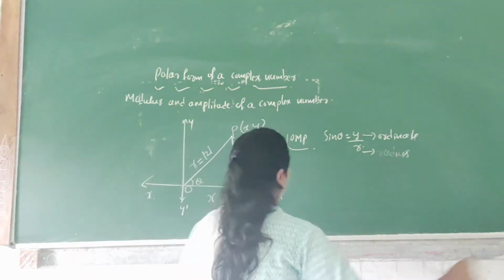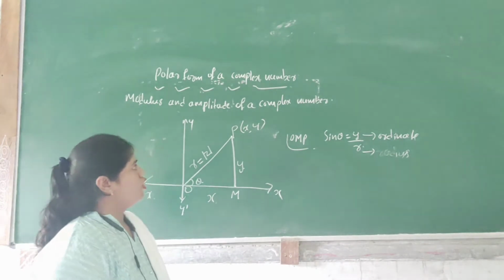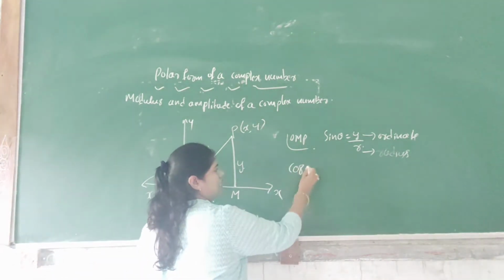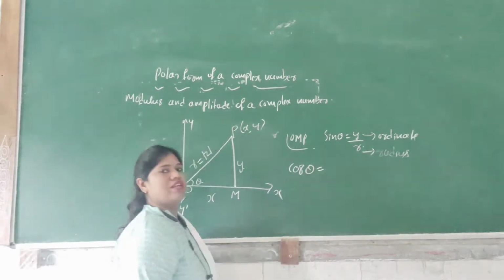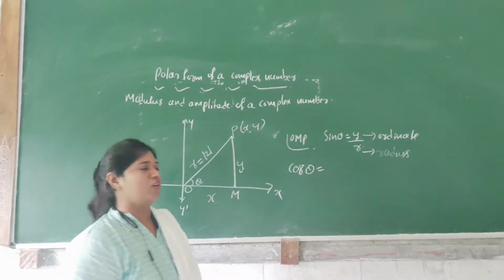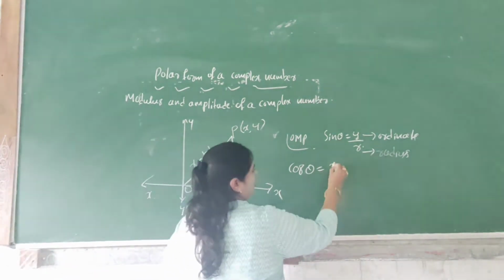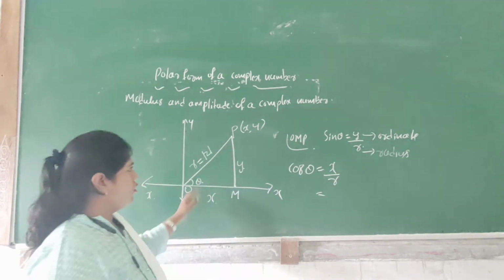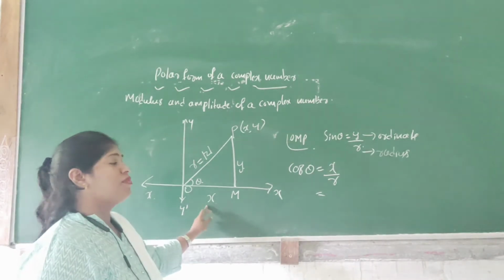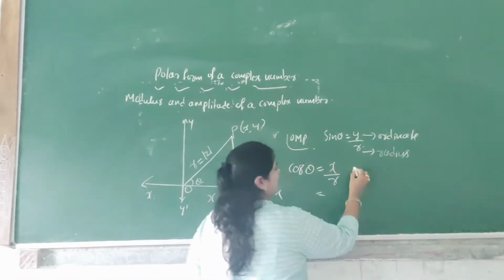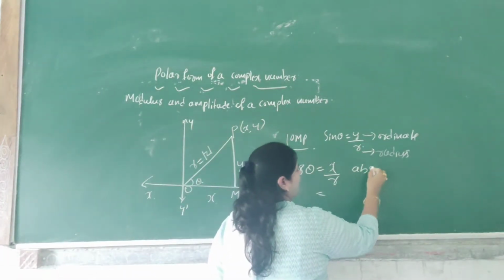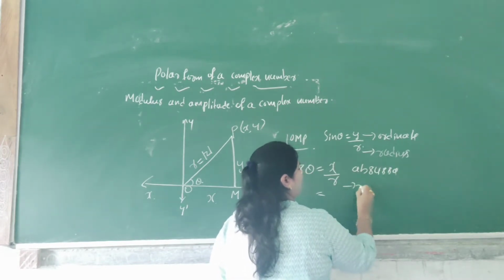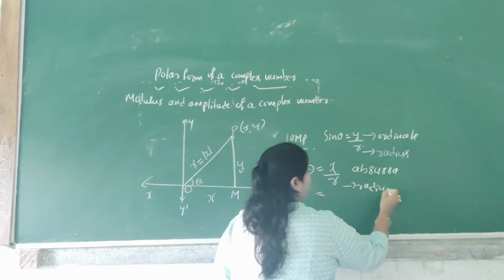Similarly, what is cos theta? In the same triangle, cos theta is equal to x divided by r. What is x here? x is the abscissa, the x-axis value, and r is the radius.